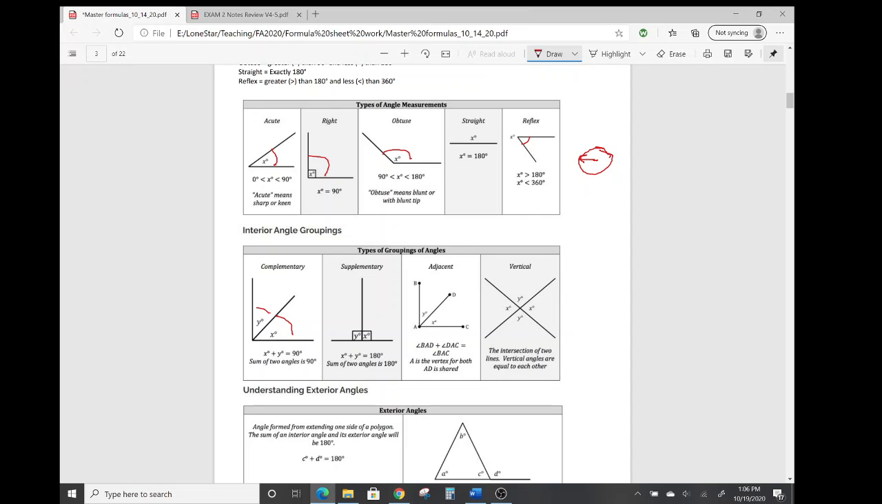Adjacent angles, this angle is adjacent to this angle here. So the angle BAD added to angle DAC equals the angle BAC. I like going from the vertices, but that's okay. A is the vertex, or the vertices. This right here of any angle where the two rays meet is called the vertex or vertices. All right, isn't that special?